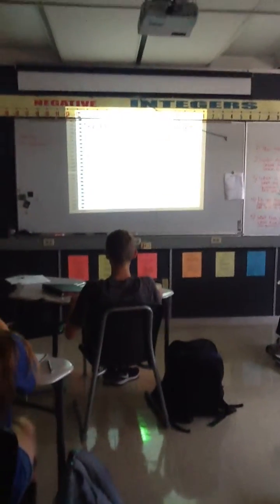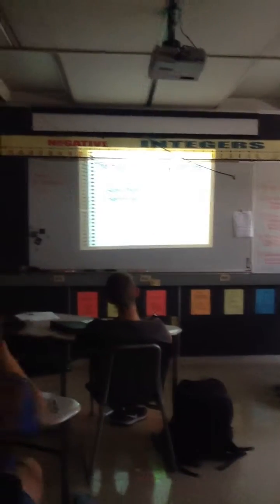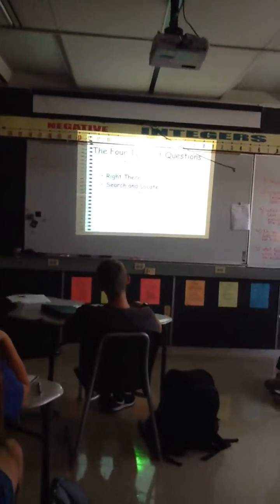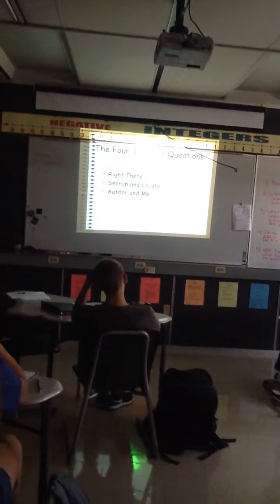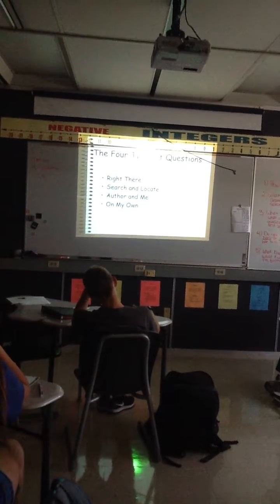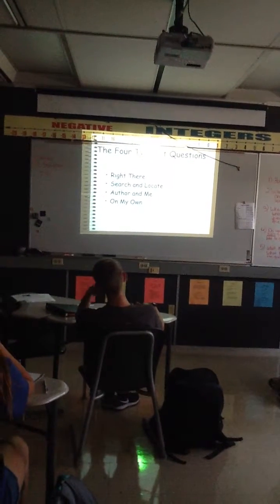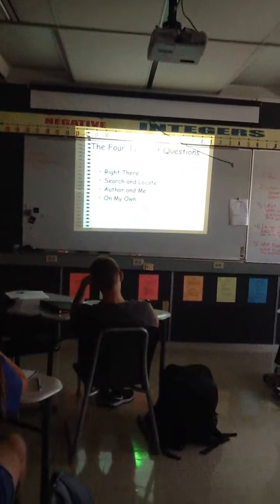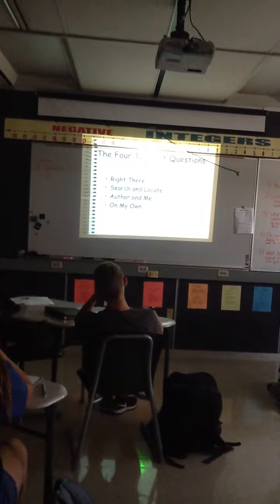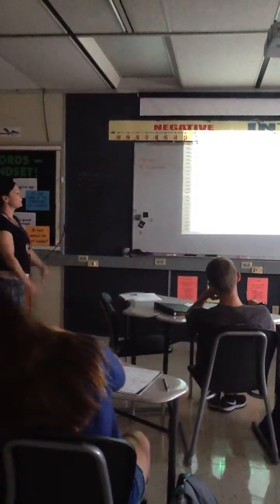There are 4 types of questions. Right there. Search and locate. Author and me, and on my own, which we just reviewed again. Does anybody have any questions over any of those? Y'all understand, like right there, it needs to be like right there? Search and locate. You know it's in the reading or in the picture, but you need to find it.